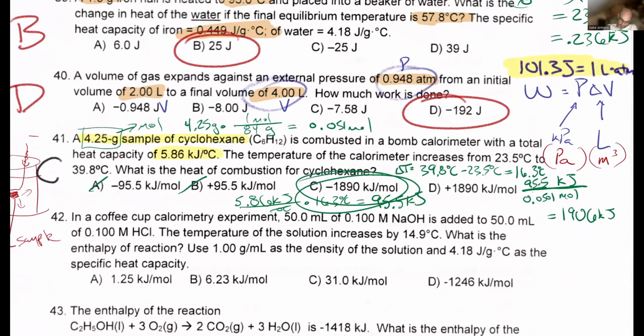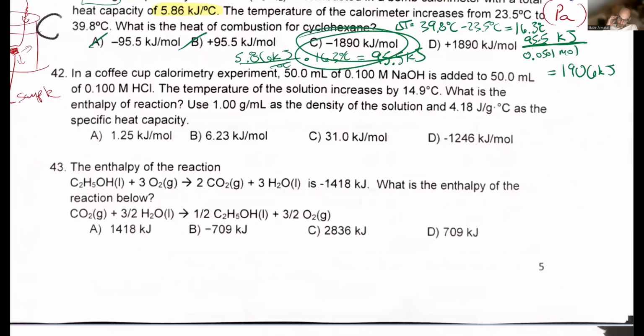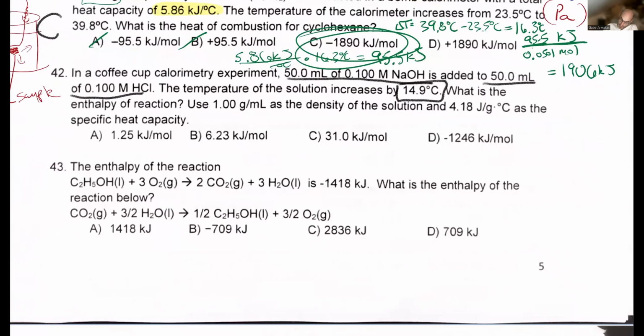All right, moving on. In a coffee cup calorimeter, and so this is another calorimeter one, same idea, 50 mils of 0.1, you usually do a lab on this. So I have some amount of sodium hydroxide, and it looks like the same exact amount of HCl. There's a temperature increase by 14.9 degrees C. What is the enthalpy of reaction? So for this reaction, we're going to use a density of 1 for the water, and we're going to assume also the specific heat capacity of this thing. And again, we're going to focus on units usually for this.